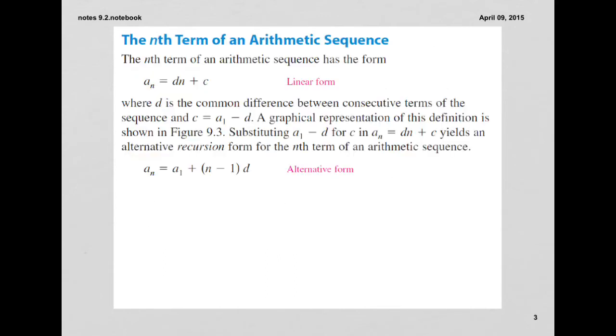You'll need to pause the video again to write the nth term of an arithmetic sequence. There is a linear form and an alternative form. We'll be using it in the next slide.